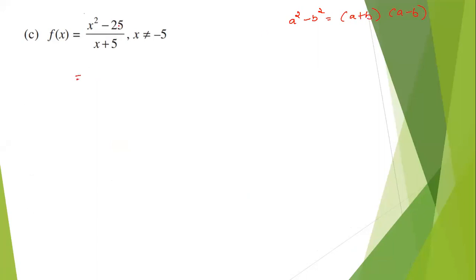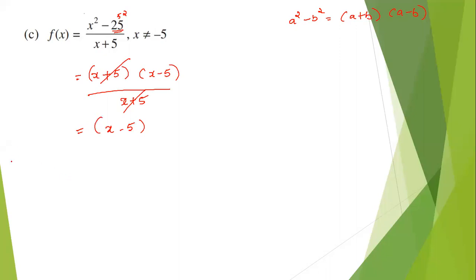So here, 25 can be written as 5 square, correct? So x plus 5 into x minus 5 divided by x plus 5. So x plus 5 and x plus 5 gets cancelled. So what will remain? You'll have x minus 5.